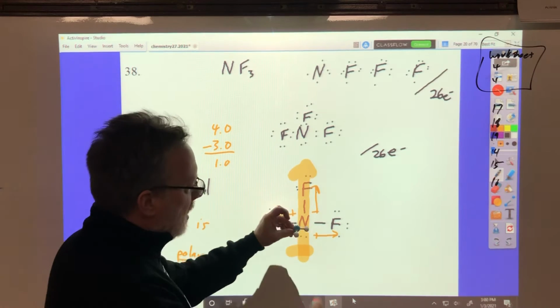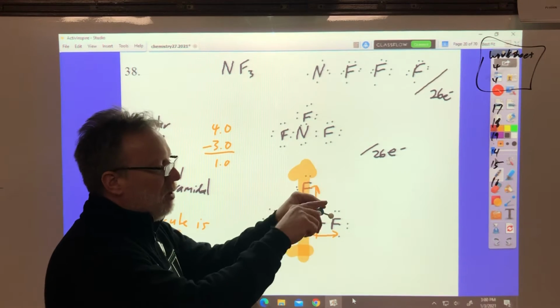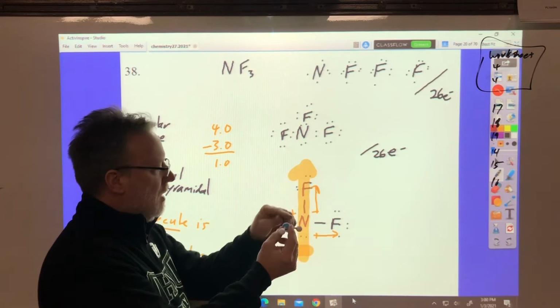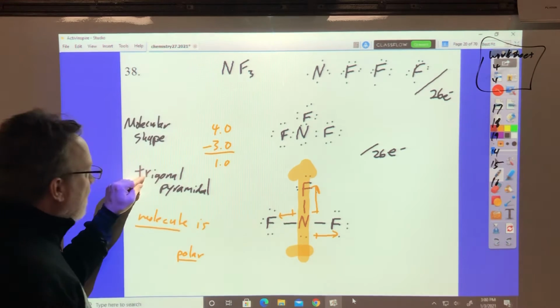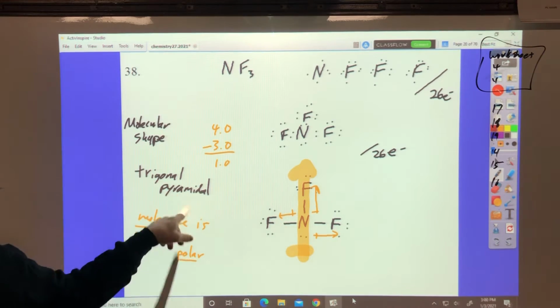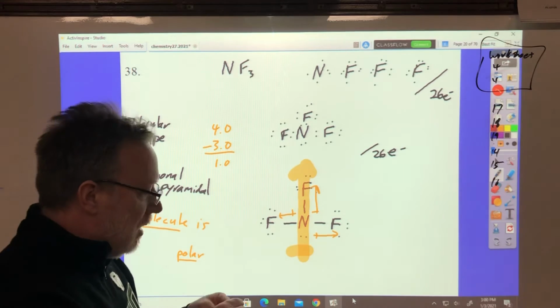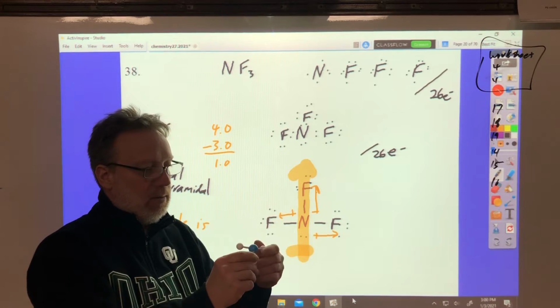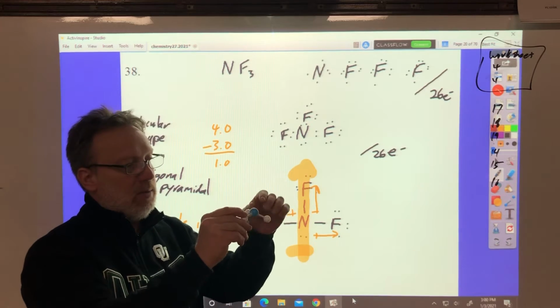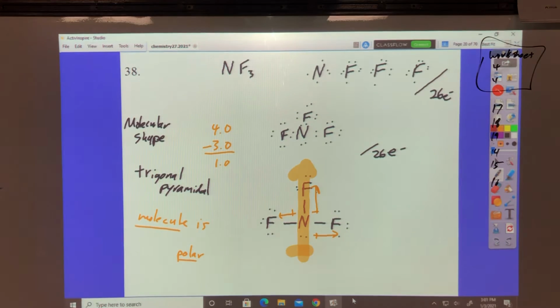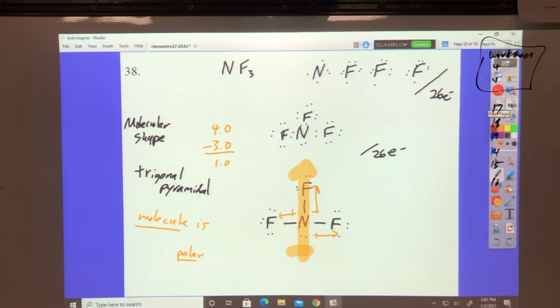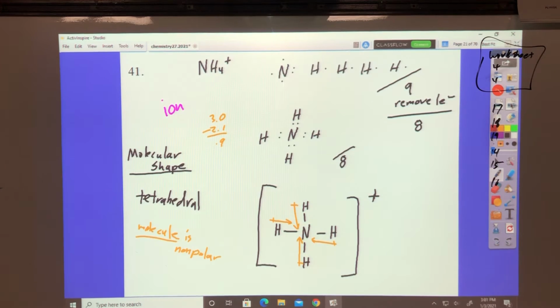What shape is that? Well, you've got a lone pair up here, pushing those 3 bonds down, or the lone pair on the bottom. I guess I'm looking at this one this way. So it makes a trigonal pyramidal. In our case, dipoles are out, out, and out. They don't cancel because they're not in a plane. They have a downward component each. Ask about that one if you're not sure. Next one, number 41. This is ammonium ion.